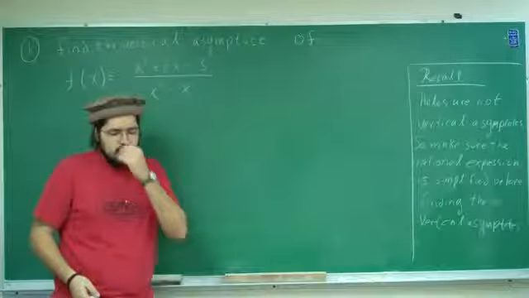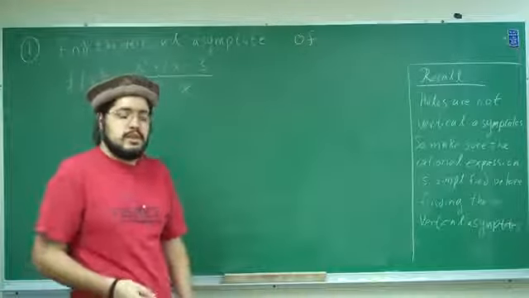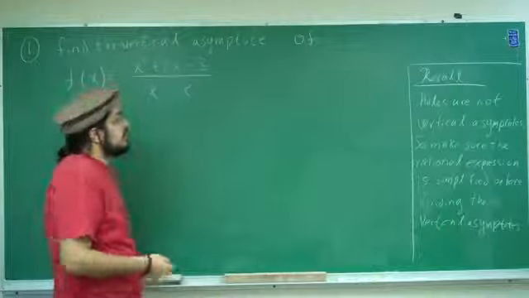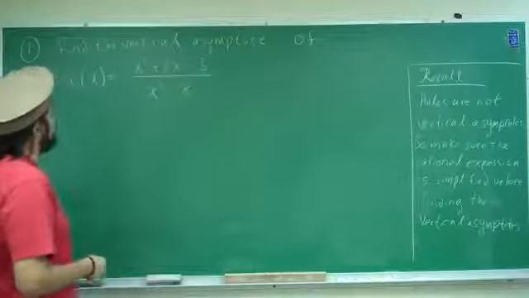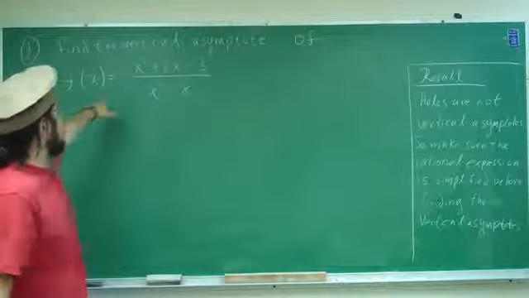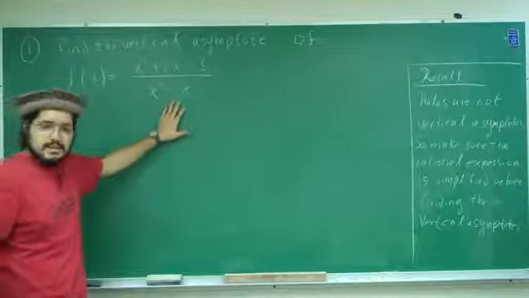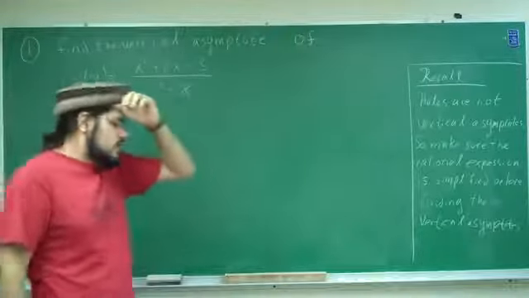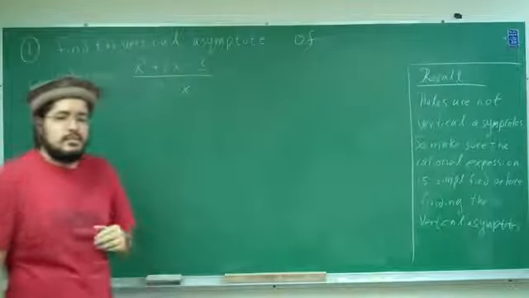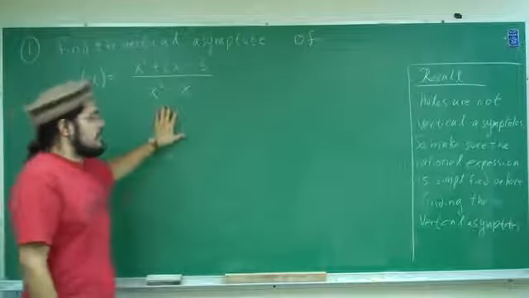Alright, so this is problem 1 of MAC 2233, exam B. Problem 1 reads, find the vertical asymptote of f of x equals x squared plus 2x minus 3 divided by x cubed minus x. So usually what we want to do to find the vertical asymptotes is equate the denominator to 0.